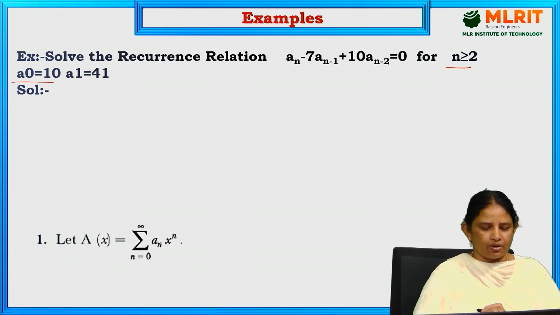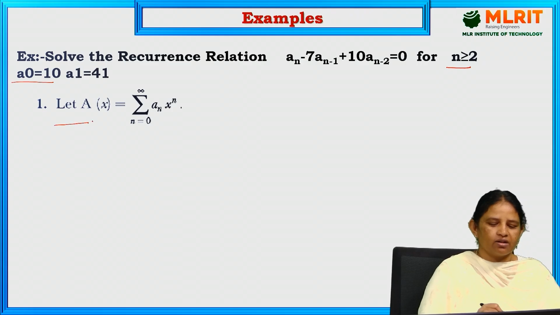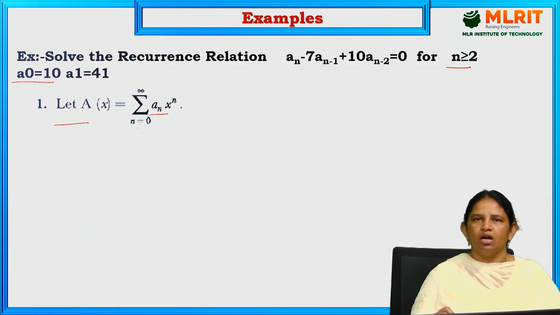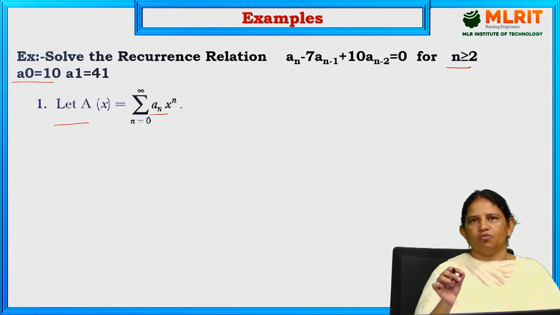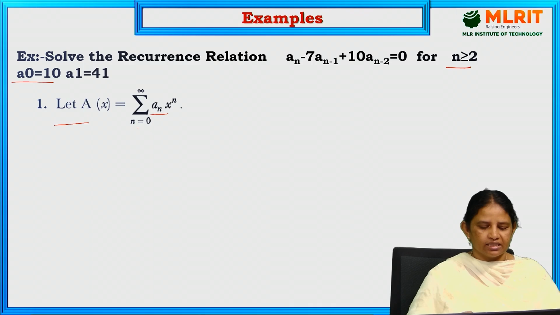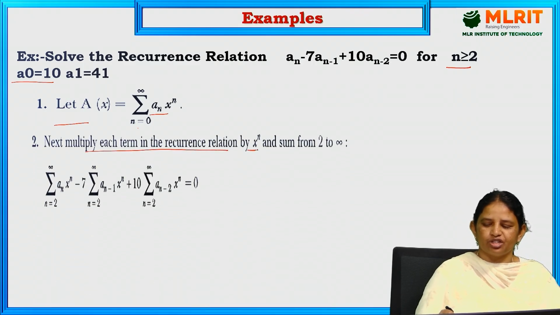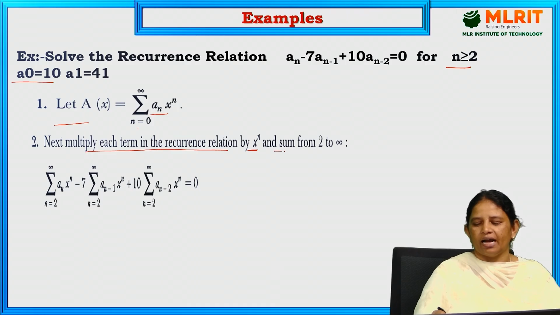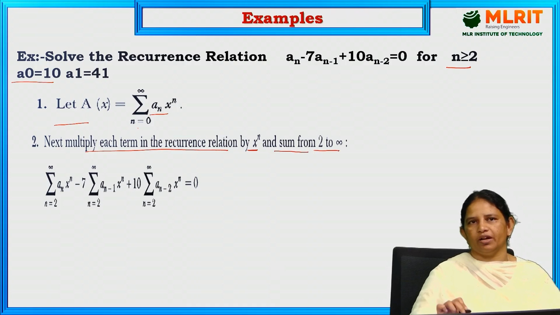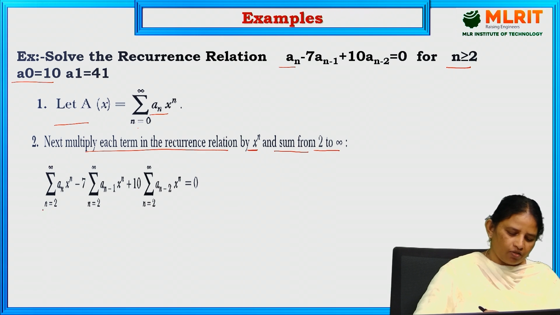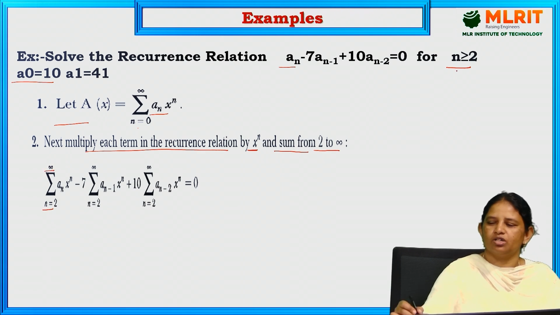What is step number 1? Let A(x) equal the sum from n equal to 0 to infinity of a_n x^n. That is equation number 1, the generalized term for the generating function. Step 2 is to multiply each term in the recurrence relation by x to the power of n and take the summation from 2 to infinity. What is the first term? a_n, the sum from n equal to 2 to infinity, because we have to start with n greater than or equal to 2.